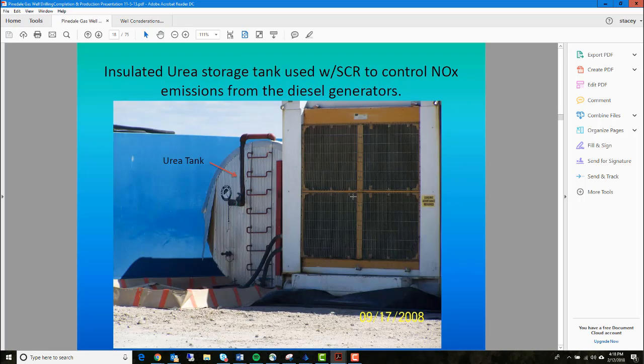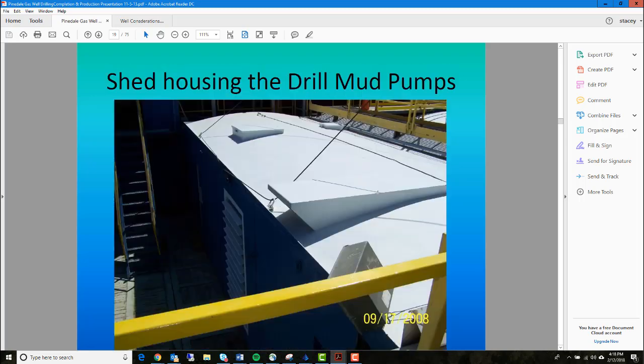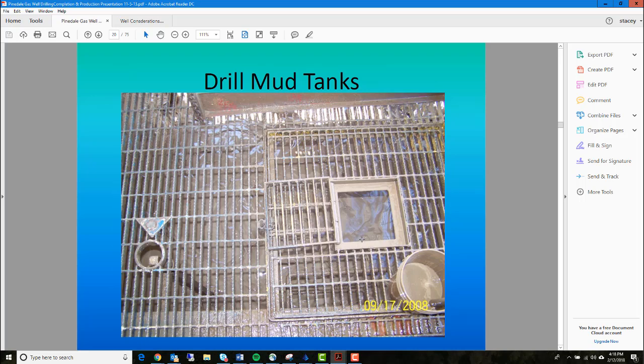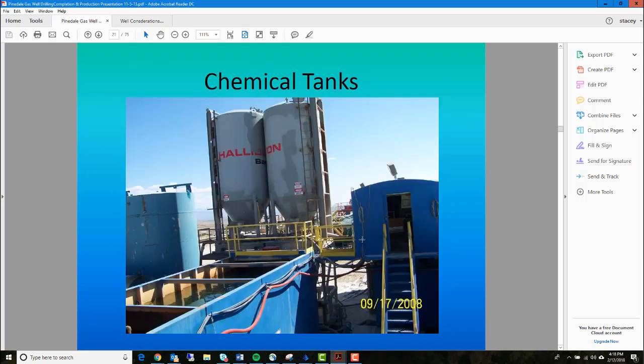There are storage tanks and information for the gases and fuels. We need to know where those are located. Then we have the drill mud pumps that are pumping the mud for drilling. Where are those at? Where are the drill mud tanks? Where are they mixing the mud?